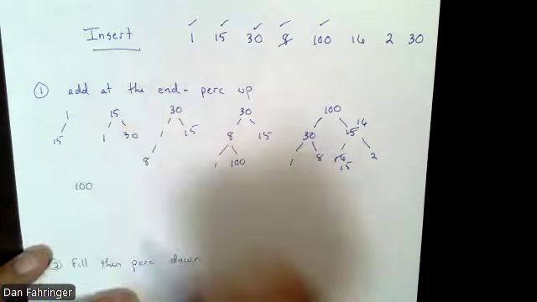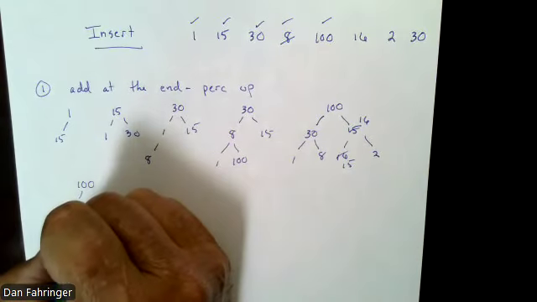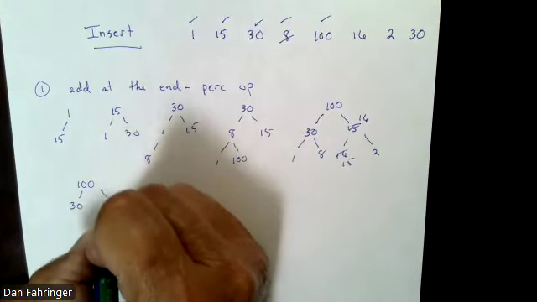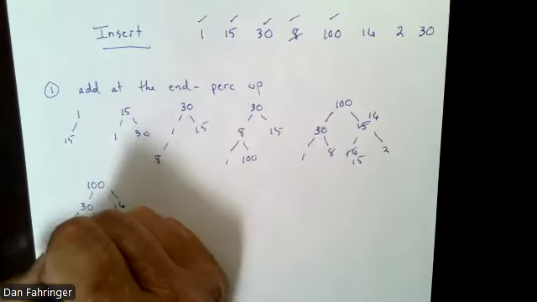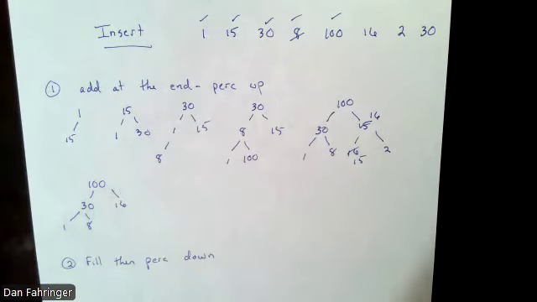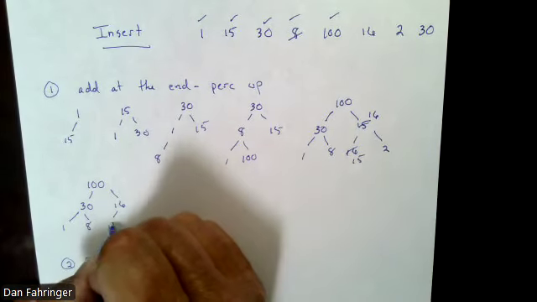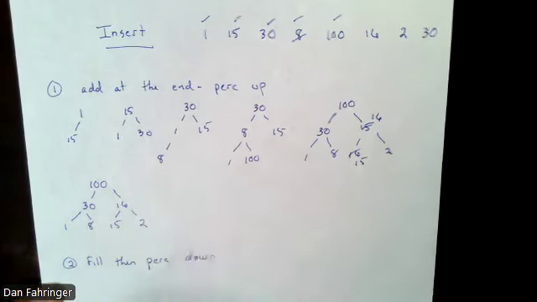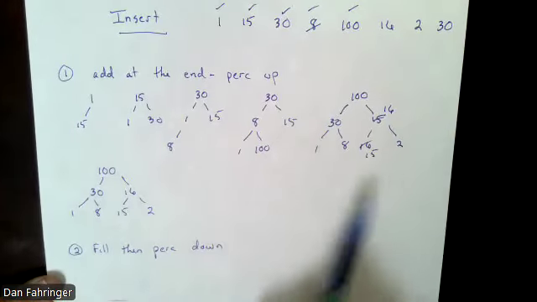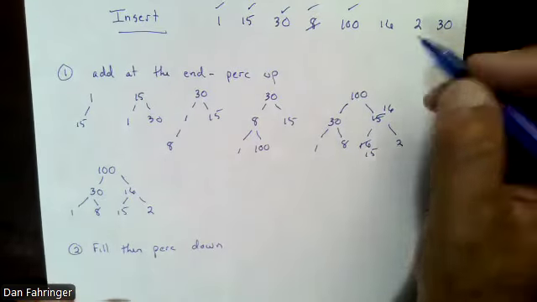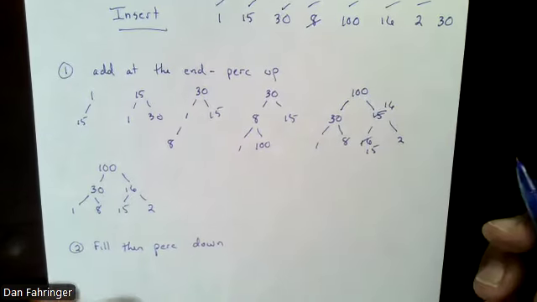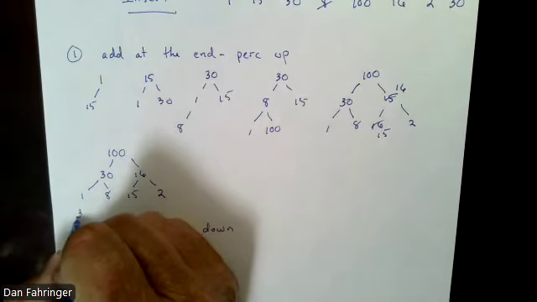All right, so I have 100, 30, 16, 1, 8, 15, and 2. Just wanted to make sure I wrote it correctly and everything looks good. I added the 16. Now I'm going to add 30.